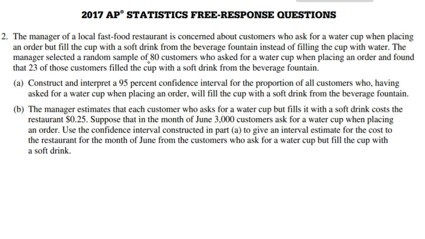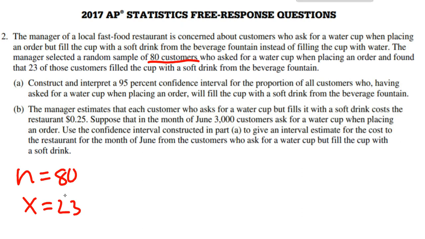So in this case, the manager interviews n equals 80 customers and finds out that 23 of them actually fill up that drink with something other than water, like they said they wanted. So let's look at part A. Construct and interpret a 95% confidence interval for the proportion of all customers who, having asked for a water cup when placing an order, will fill the cup with a soft drink from the beverage fountain.